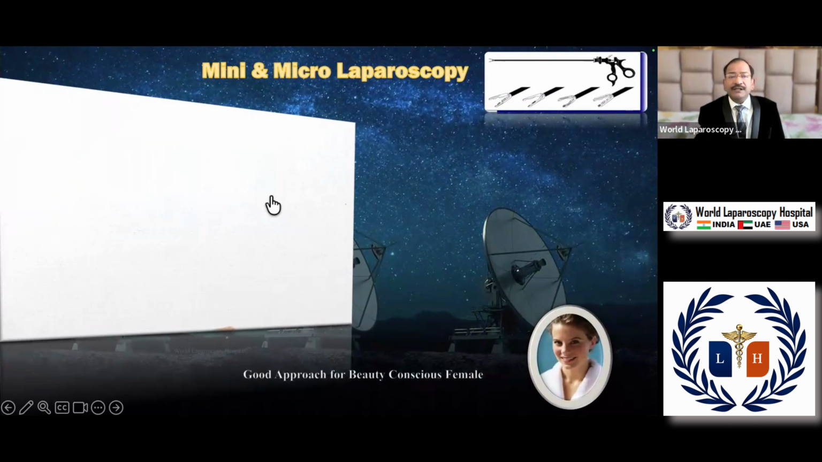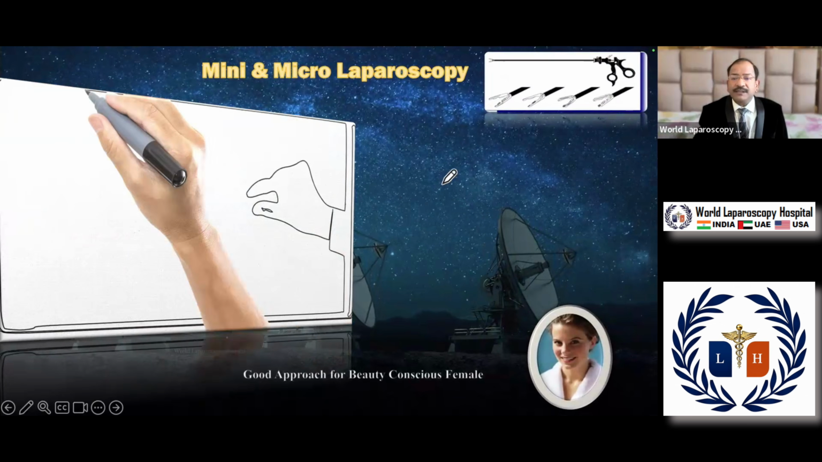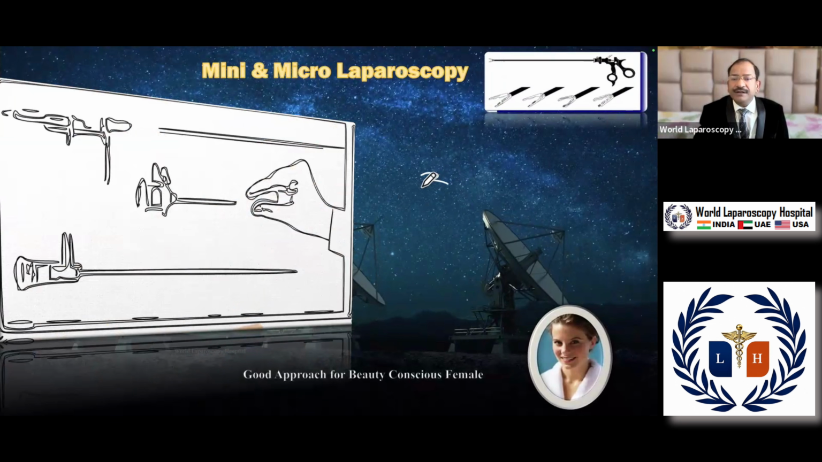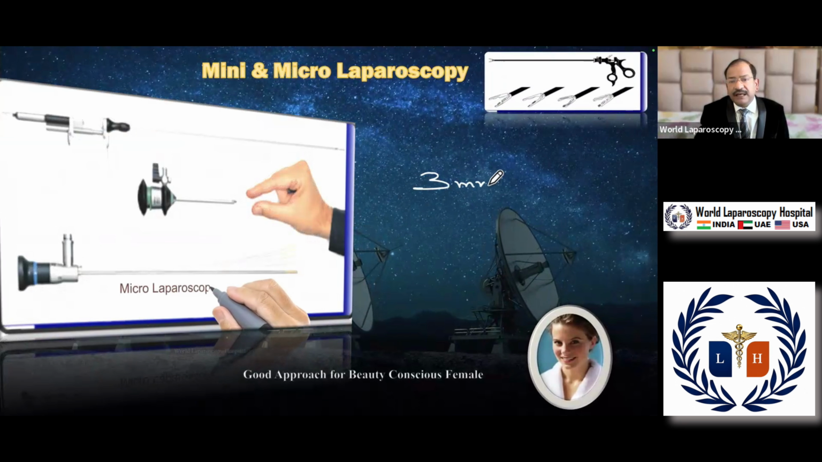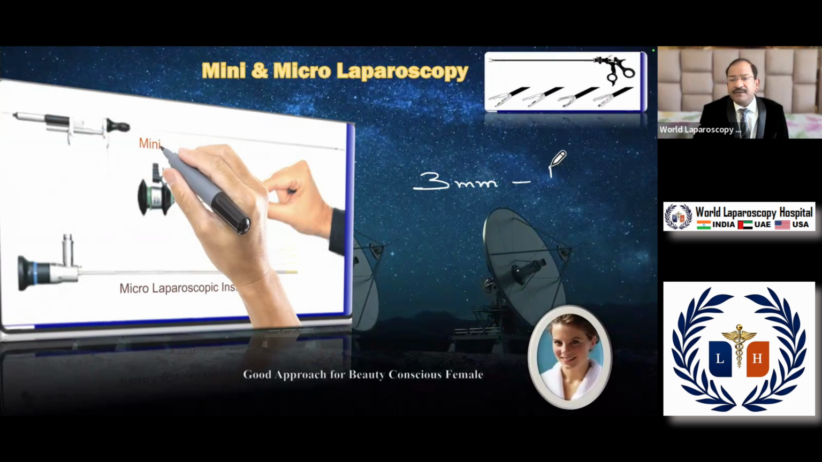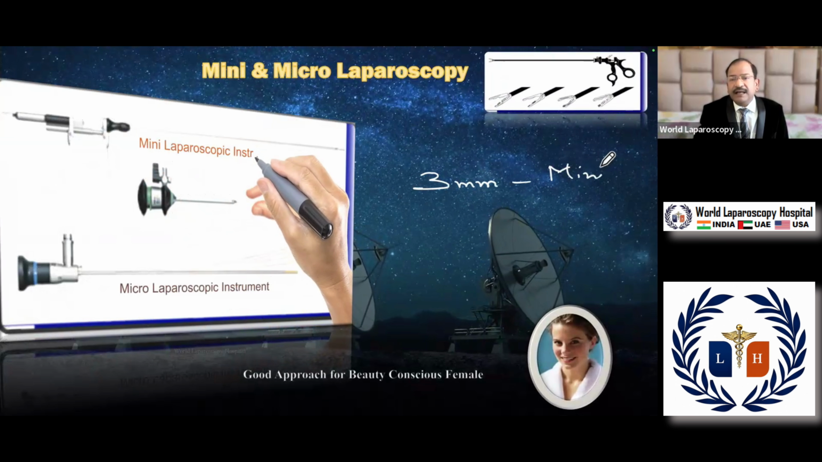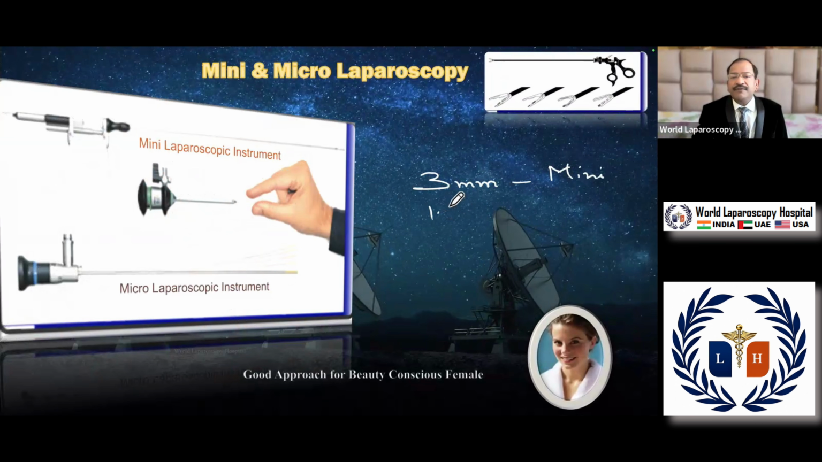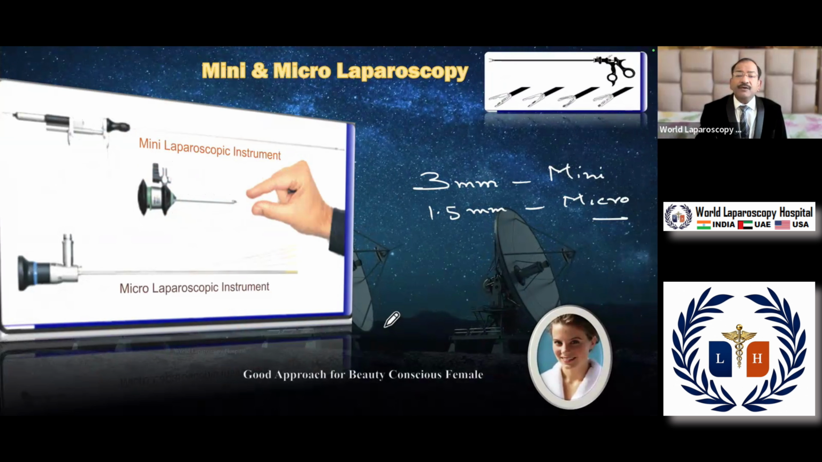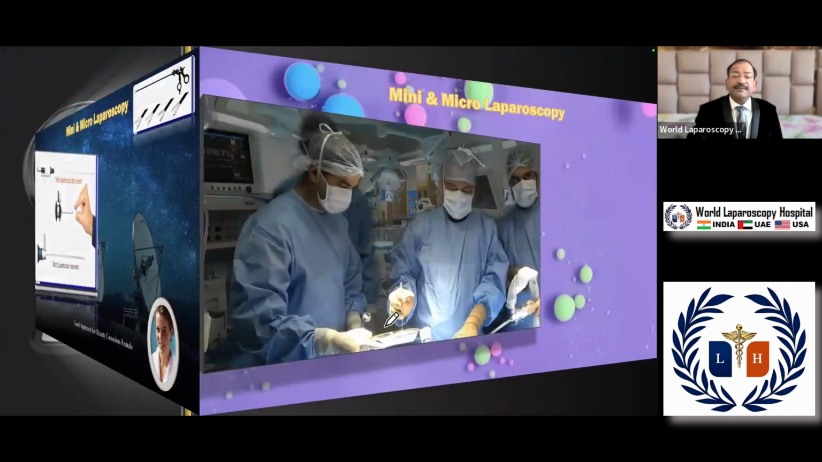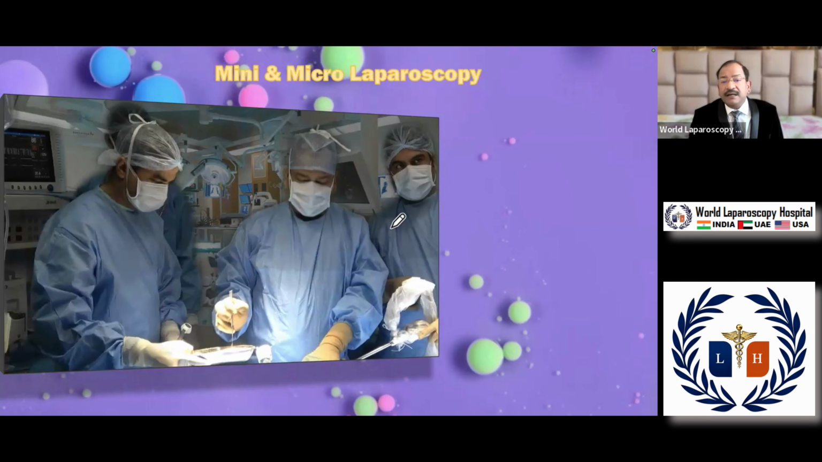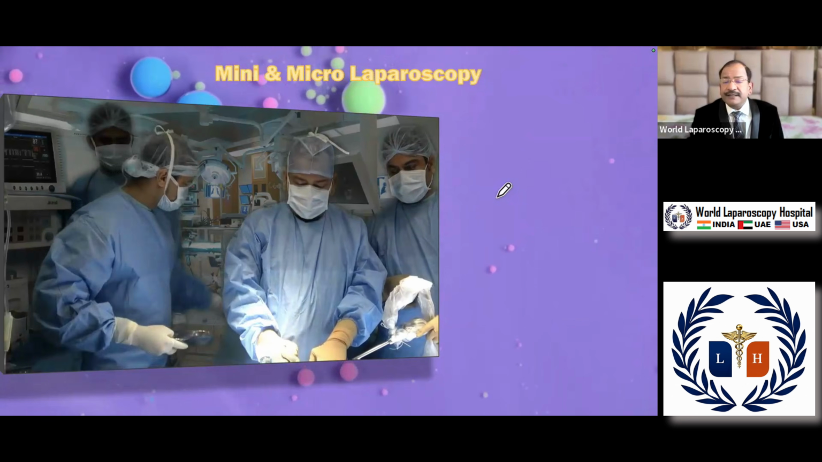Another important branch is mini and micro laparoscopic surgery. If your instrument is 3 mm, then it will be called mini laparoscopic surgery. And if your instrument is 1.5 mm, then it is called micro laparoscopic surgery. This is also very important and there are many micro and mini instruments available like micro alligators, mini alligators. These are the Storz alligators.